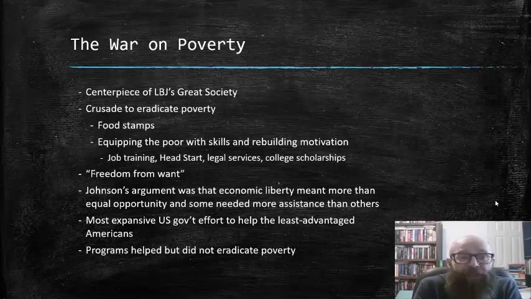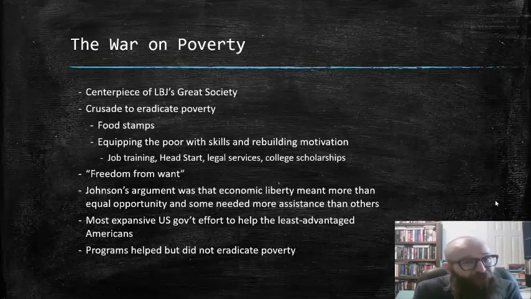All of this fell under the umbrella of the idea of freedom from want, one of the centerpieces of FDR's Four Freedoms ideology. Johnson's argument was that economic liberty meant more than equal opportunity, and some needed more assistance than others. All in all, LBJ's War on Poverty was the most expansive U.S. government effort in history to help the least advantaged Americans. And the programs did help, but they did not eradicate poverty, as poverty, of course, still exists today within the United States.